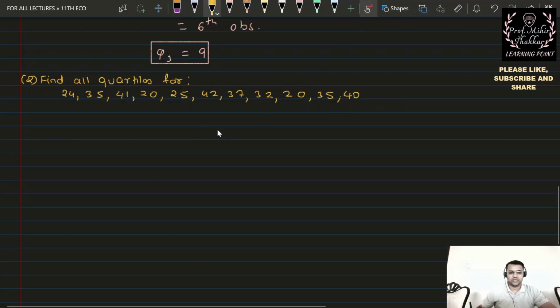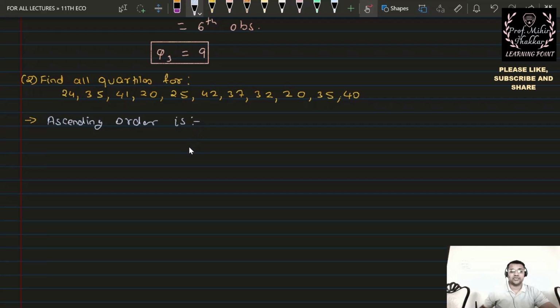So guys, next example there in front of you is again to find all the quartiles, and the given data is like this. Once again, the first thing that we will be doing over here is to write the ascending order of the observations. The ascending order is obviously from the smallest observation we have to start. So here I can see the smallest value is 20, but it is being repeated 2 times. So guys, remember, as I had told you in the case of median also, if any value is being repeated twice or thrice, you have to consider it for that many times.